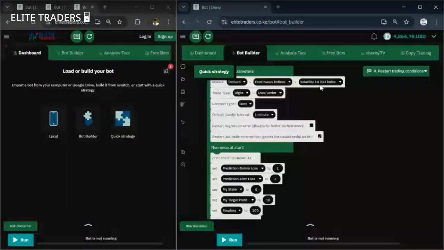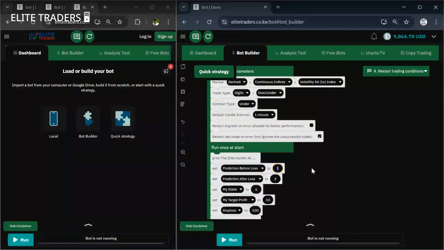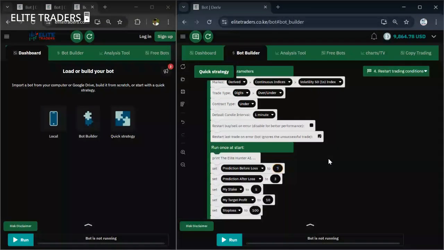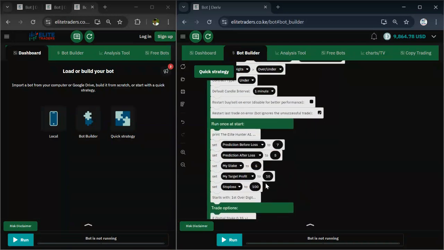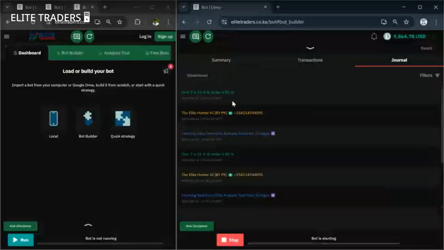Those are the only parameters that you need to know. For example, if you are trading something like under, set up under there as our first prediction. For example, I want to trade under 7 with a recovery of something like under 5, or even under 4 or under 6. You just set it up there. Then you set up all the other parameters, the target profit and stop loss, and just click run. So this robot will start executing the contracts.